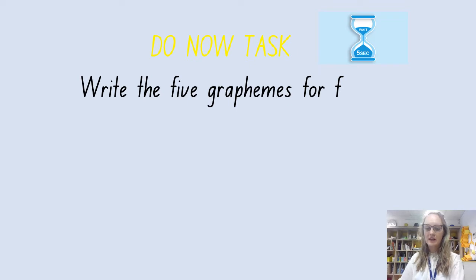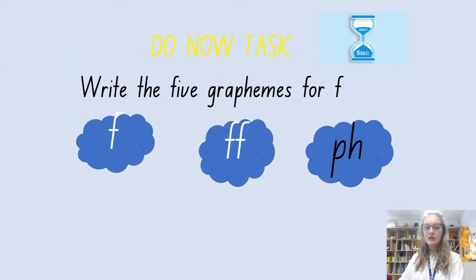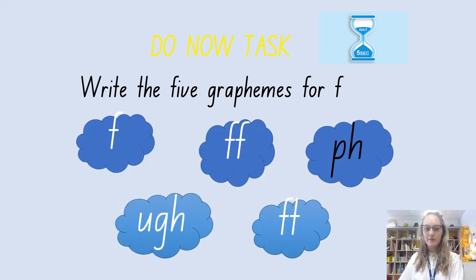Okay, so I'm going to give you 5 seconds to write our F graphemes. All right, 5, 4, 3, 2, 1. We should have F, FF, GH, UGH, and FT. So those are our 5 graphemes.